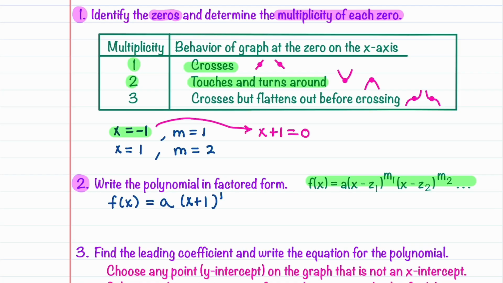Now let's go to our next root, and that's x is equal to 1. This is the same thing as x minus 1 is equal to 0. So that's going to be our factor. And we're going to write down x minus 1, but we're going to raise it to a 2 because our multiplicity is equal to 2.